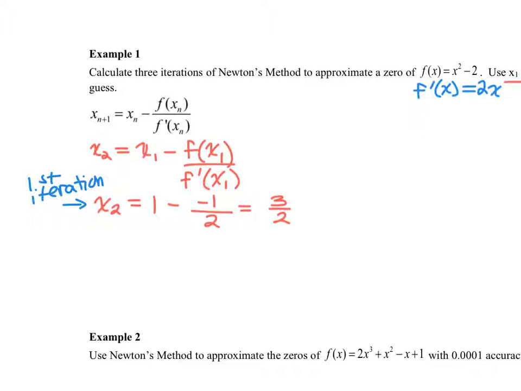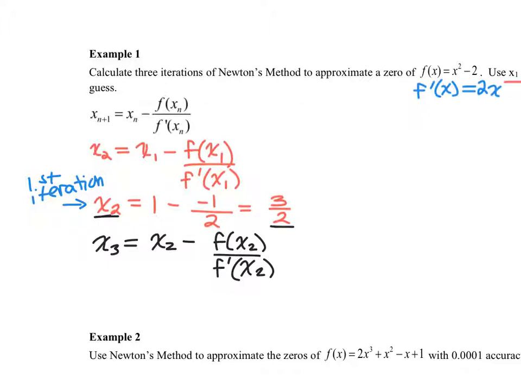The second iteration, all right, that would be, because now we know x sub 2 is equal to 3 halves, that would be x sub 3 is equal to x sub 2 minus f of x sub 2 over f prime of x sub 2. And you could see, even with a simple function, how this can get out of hand pretty quickly, because now I have to plug 3 halves in for x sub 2.